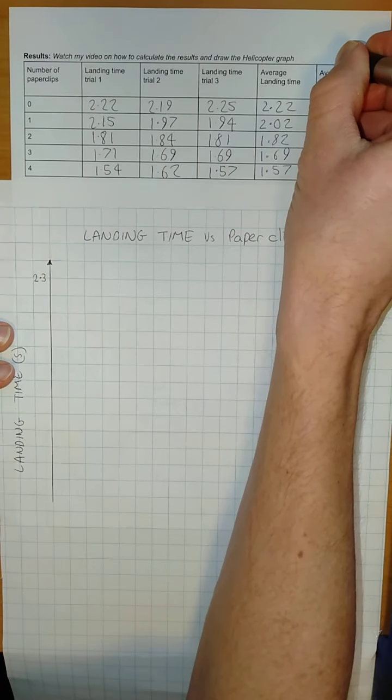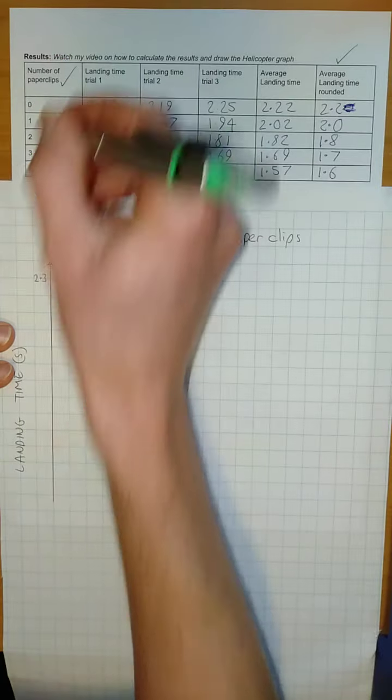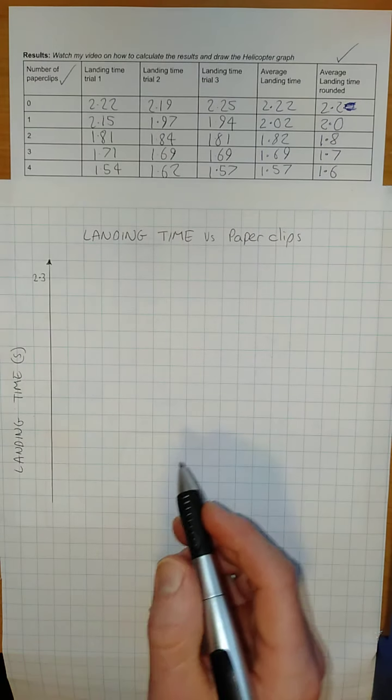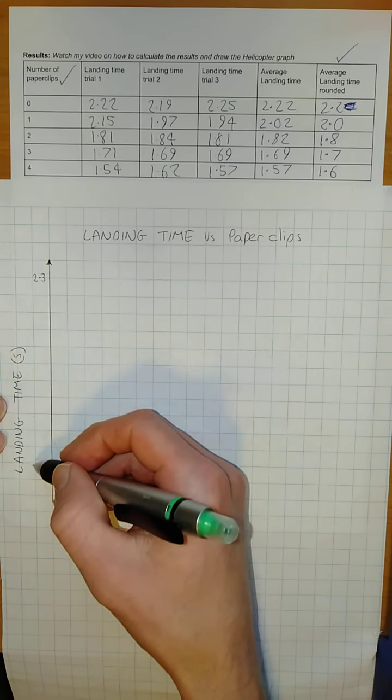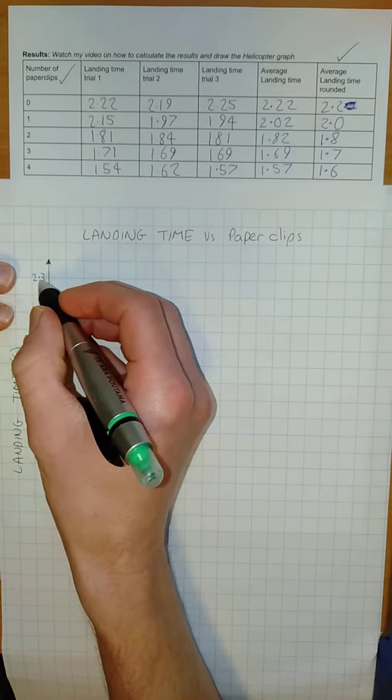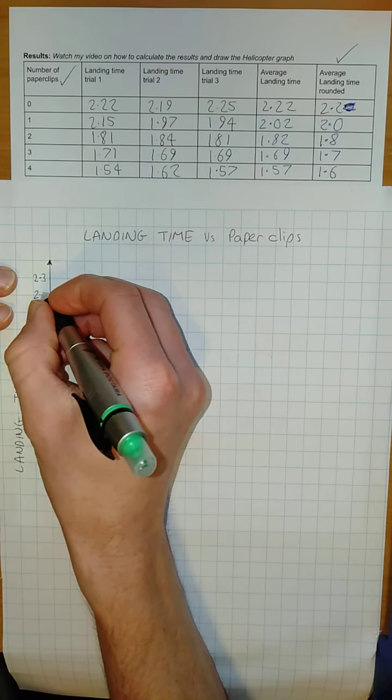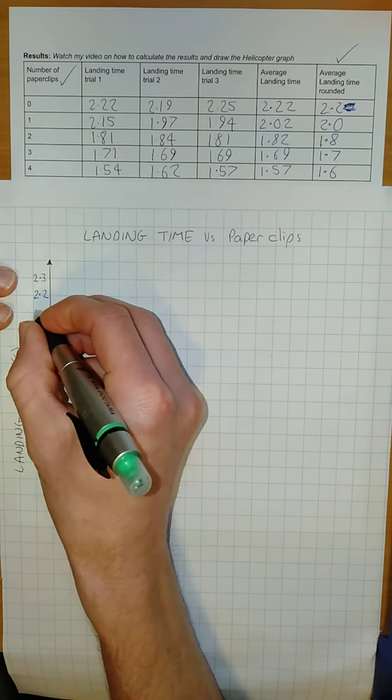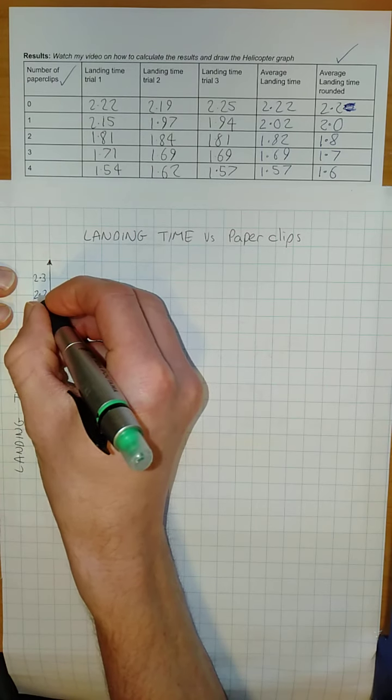So we're going to be using that column and the number of paper clips column in order to plot our graph. So I've set up my landing times on the vertical axis here, and my largest value is 2.2, so I've gone one higher, and I've got 2.3 there. Now I'm going to need to number it all the way down to 0.